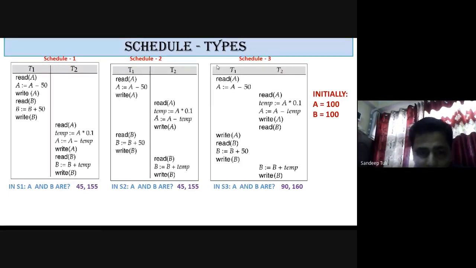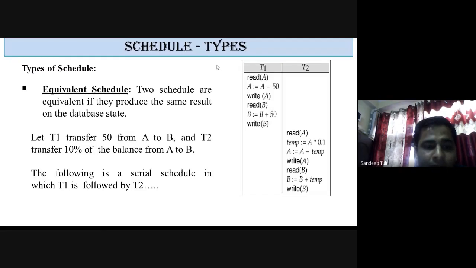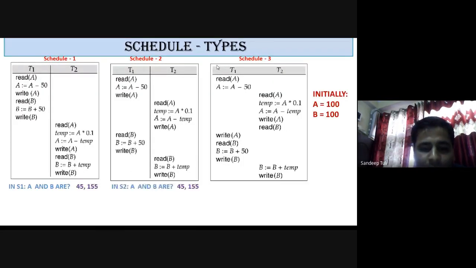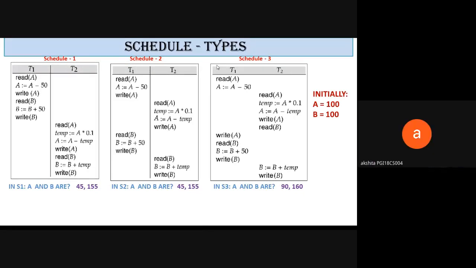Is it okay? Now compare schedule 2 and schedule 3. I am saying that schedule 1 and schedule 2 are producing the same results, while schedule 1 and schedule 3, or schedule 2 and schedule 3, are not producing the same results. So on the basis of that, which schedules are equivalent? Actually, we are trying to identify the equivalent schedules. हमारा topic था वो क्या था? Equivalent schedules. So are S1 and S2 equivalent schedules or not?